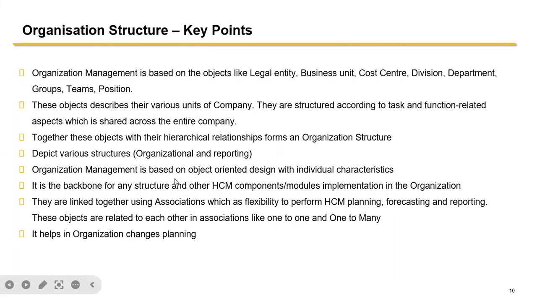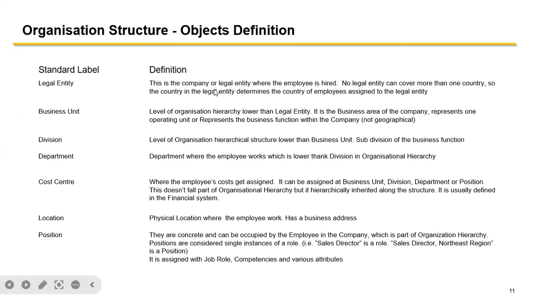Okay, I have explained that org structure, basically organization management, has some subtypes. One is called the legal entity. A legal entity is the company code where the person is hired. For example, you are working in Unigigs; Unigigs is the company code for you. This is the company code which determines what country you belong to. One legal entity has only one country.